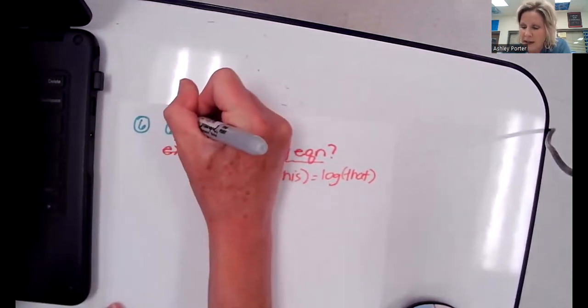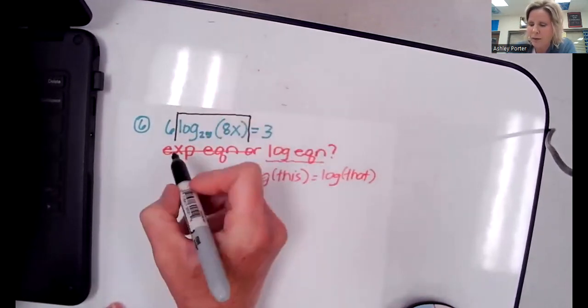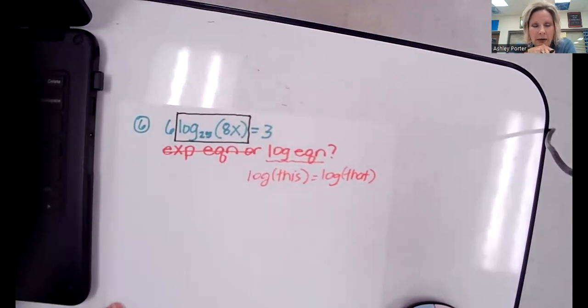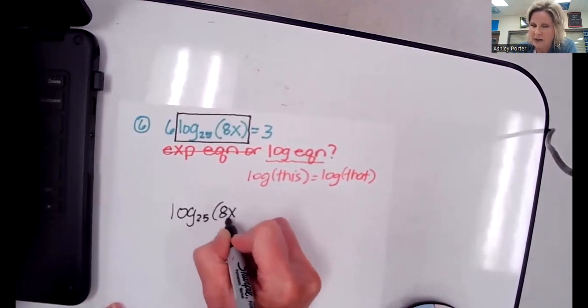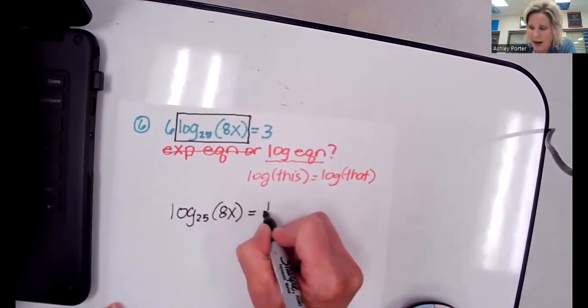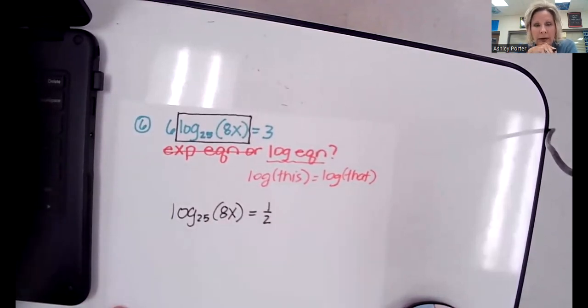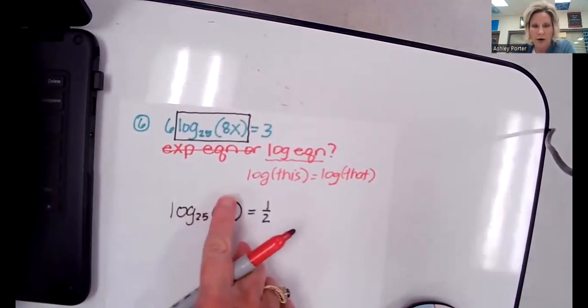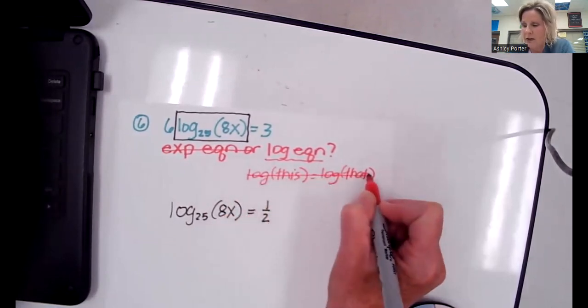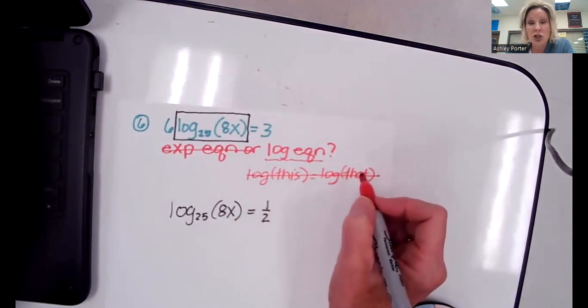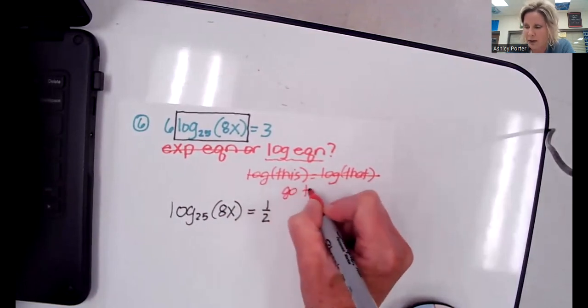First step, I don't even have the log by itself, so I need to isolate that. I do so by dividing by 6. So log base 25 of 8x equals 3 divided by 6, which reduces to 1/2. Now, is it a log of this equals log of that problem? No, I've got log of this, but that is a number, not a log of that. So you've got to change format. You've got to rewrite it in the inverse format, so go to exponential form.